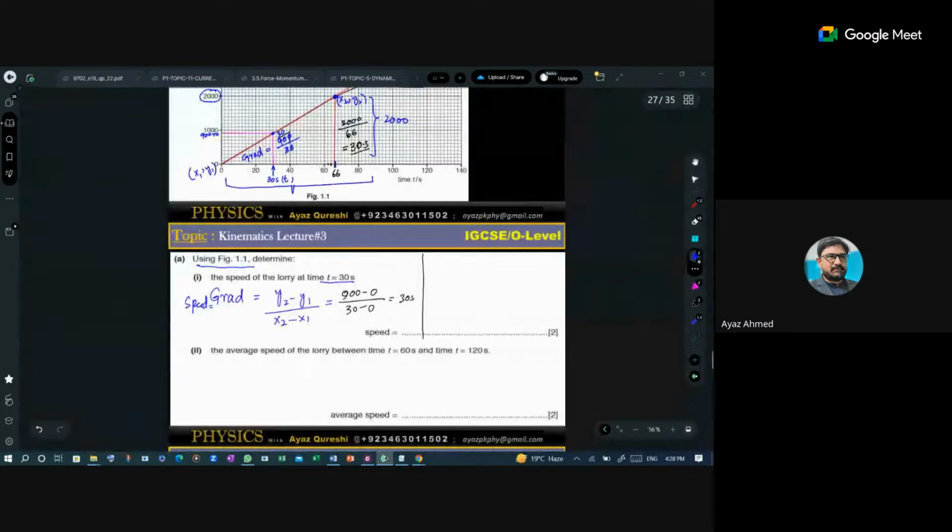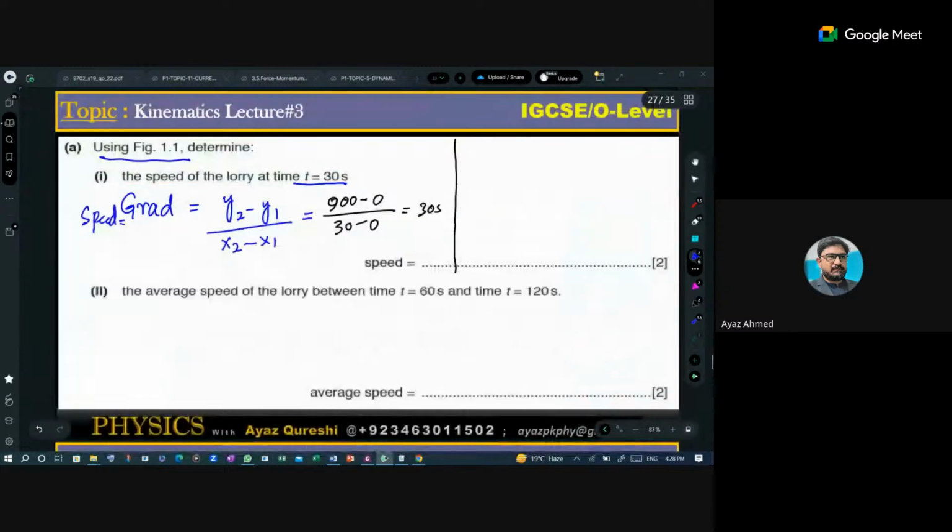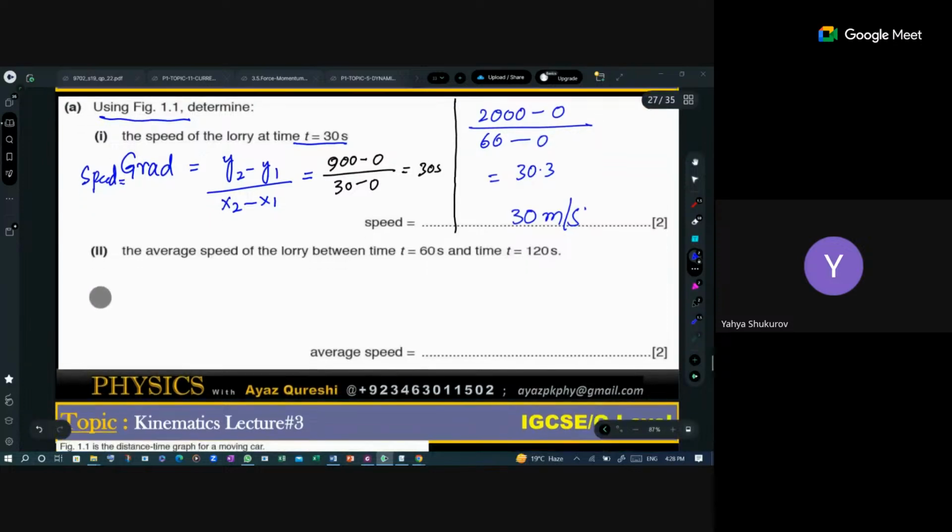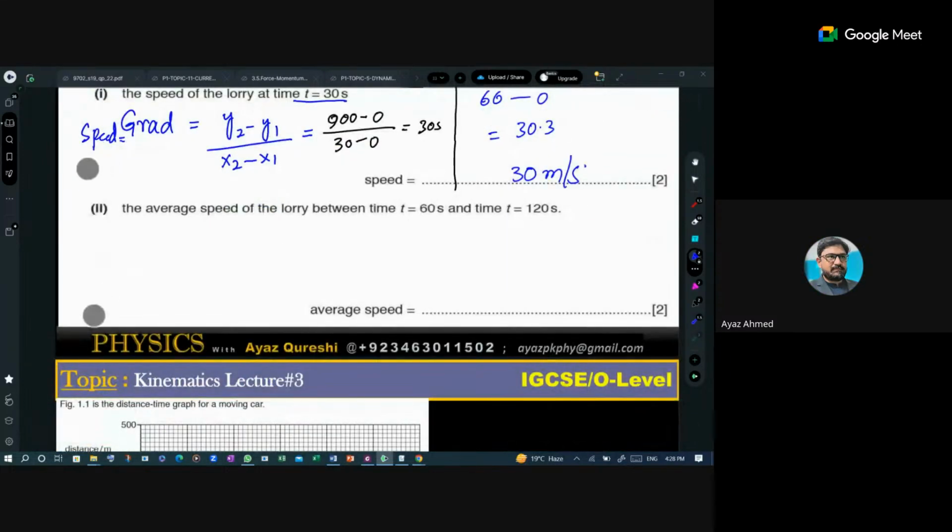Actually, what I'm going to tell you is that this practice would be helpful for your exam-oriented preparation. If you do it this way, 2000 minus 0 divided by 66 minus 0, you will get 30.3. So your answer would be 30 meters per second. Is it clear? Yes, sir. Okay, now this is the question.